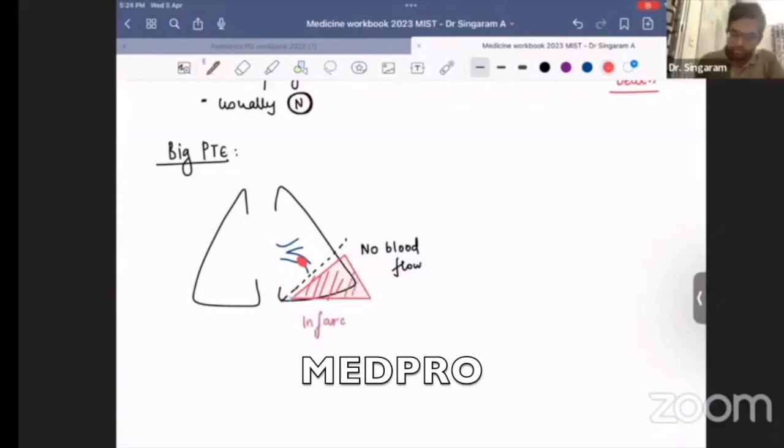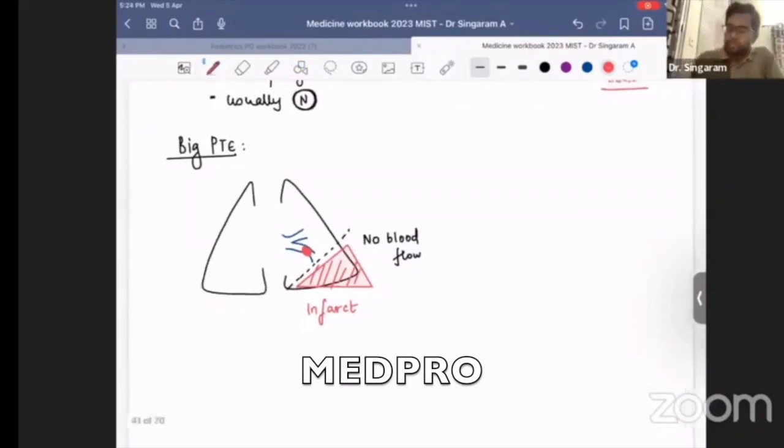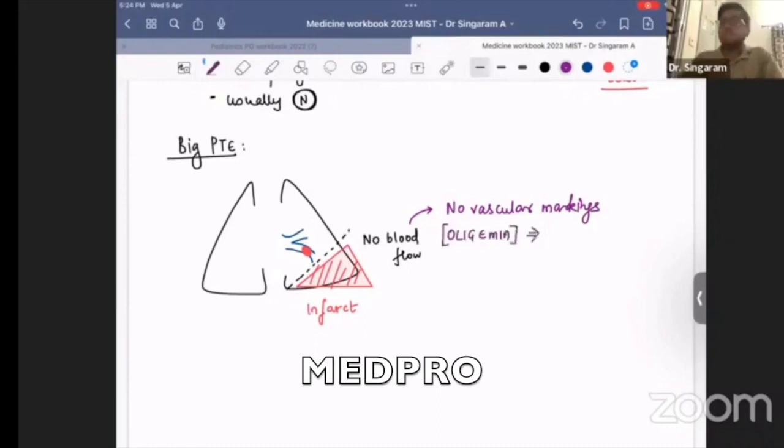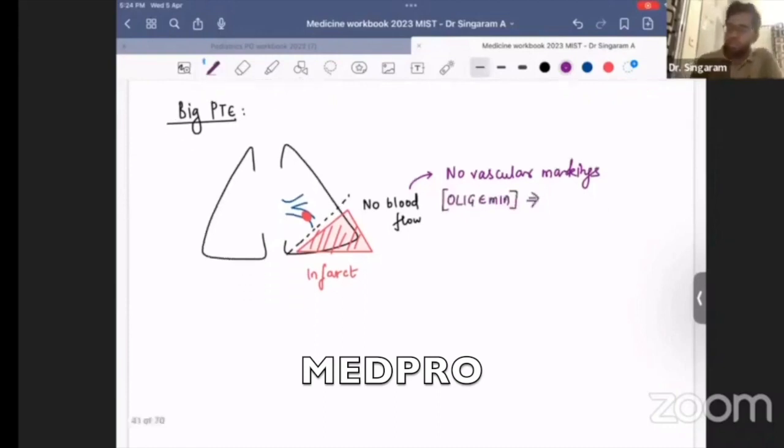I hope you're able to follow this. This is the area of infarction. Because of no blood flow, will you see any vascular markings in that affected area? There will be no vascular markings in that affected area. This is what we call oligemia. And there is a named sign for this oligemia. It is called the Westermarck sign. Please make a note of this. Don't forget this. It is a named sign for no vascular markings in that affected area.